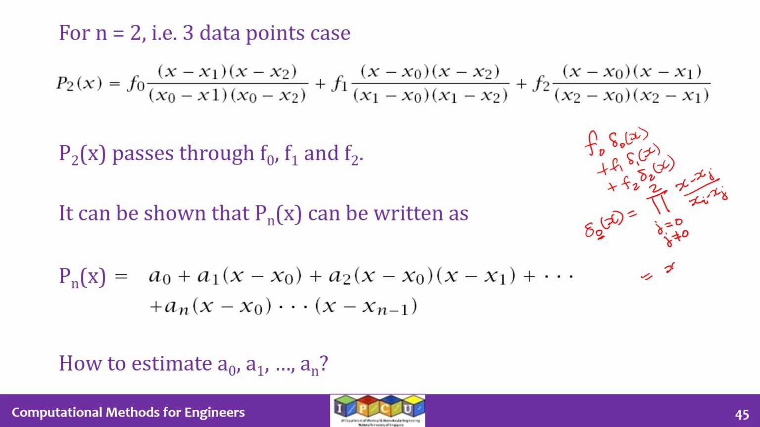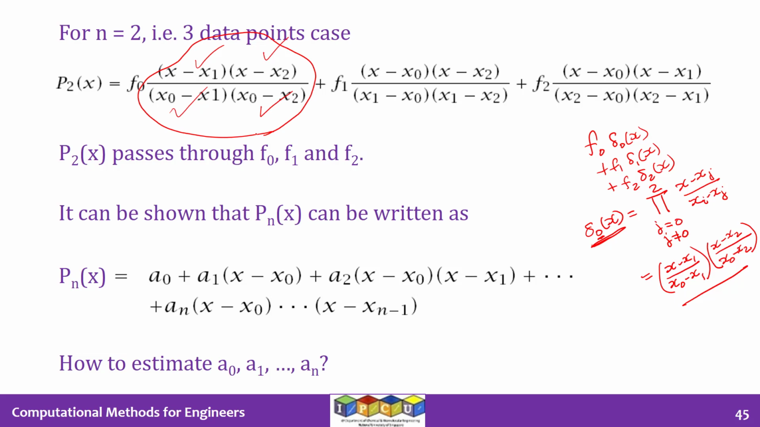So this is going to be x minus x1 divided by x0 minus x1, times, then j becomes 2, x minus x2 divided by x0 minus x2. So that is delta 0 of x. So that is what we have here. This is delta 0 of x, so f0 delta 0 of x. And as you can see, x0, x1 and x2 are given numbers, but the numerator is a second order polynomial in x because you have x minus x1 multiplying x minus x2. So this term is going to be a second order polynomial in x. And that meets what we set out to find, P2 of x.